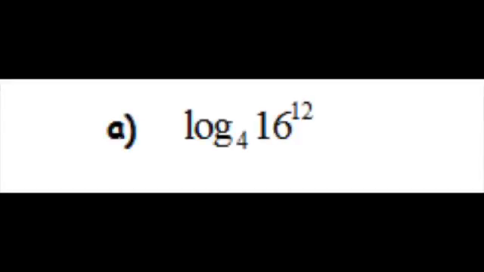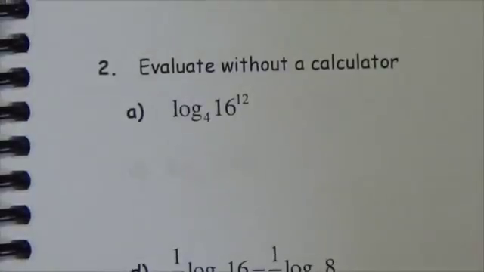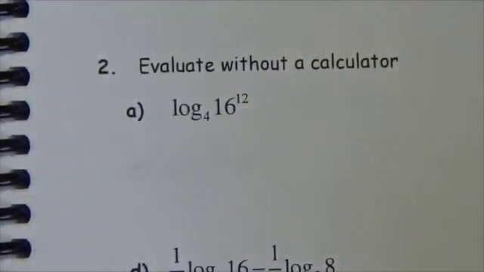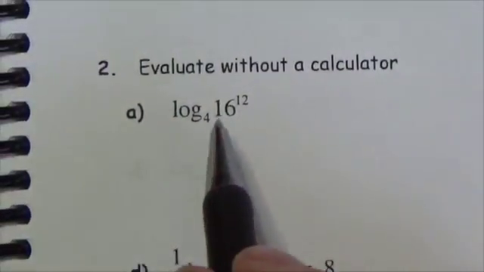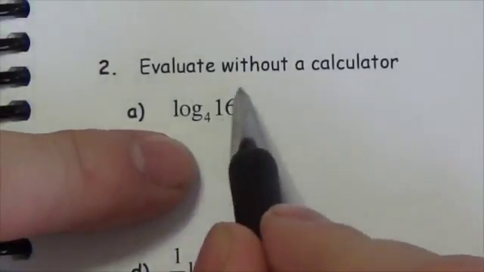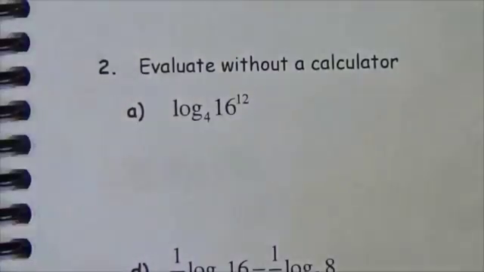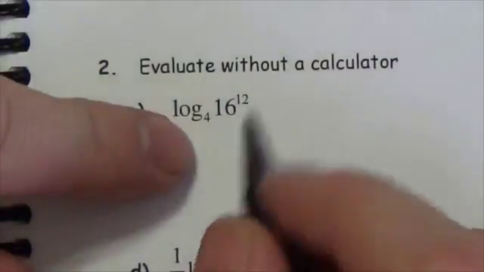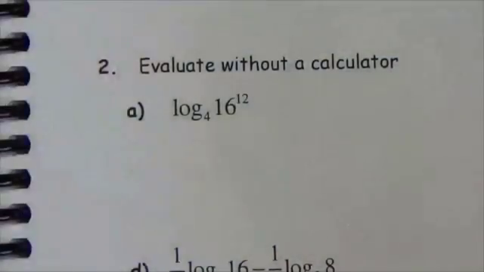Evaluate the following without a calculator. The log base 4 of 16 to the 12. All right, well, the trick to evaluating these things without the use of a calculator is to do your best to make sure that you're working with the smallest numbers possible. So take a look at this. I've got the log base 4 of 16 to the 12. Well, 16 to the 12 is going to be astronomical. It's going to be large.